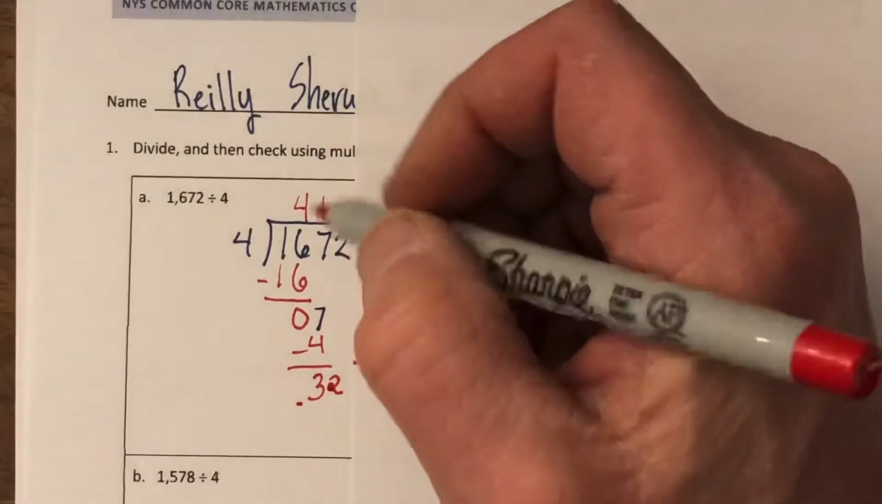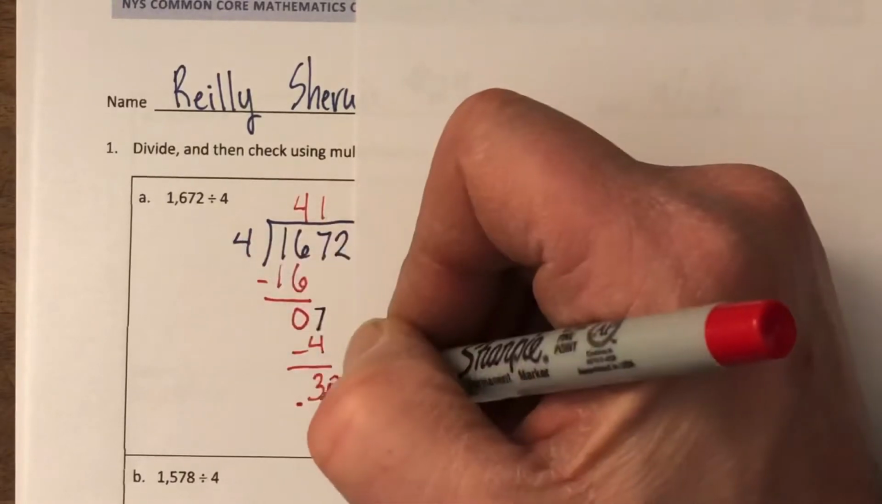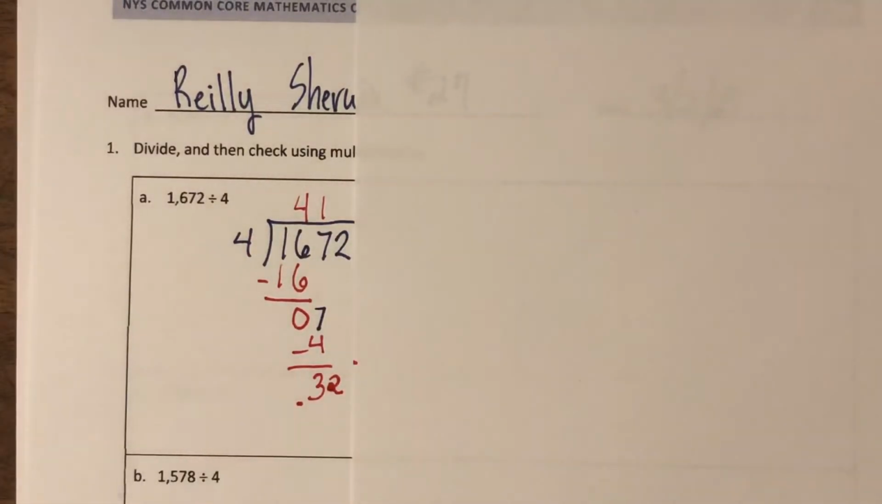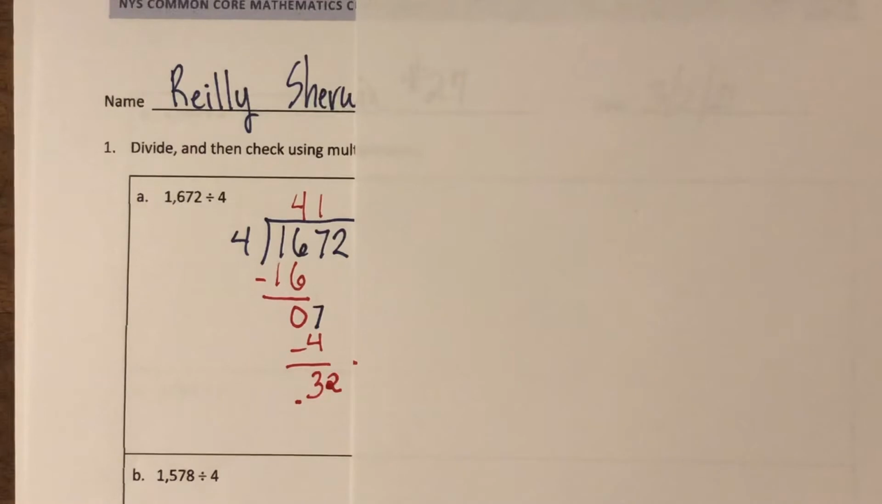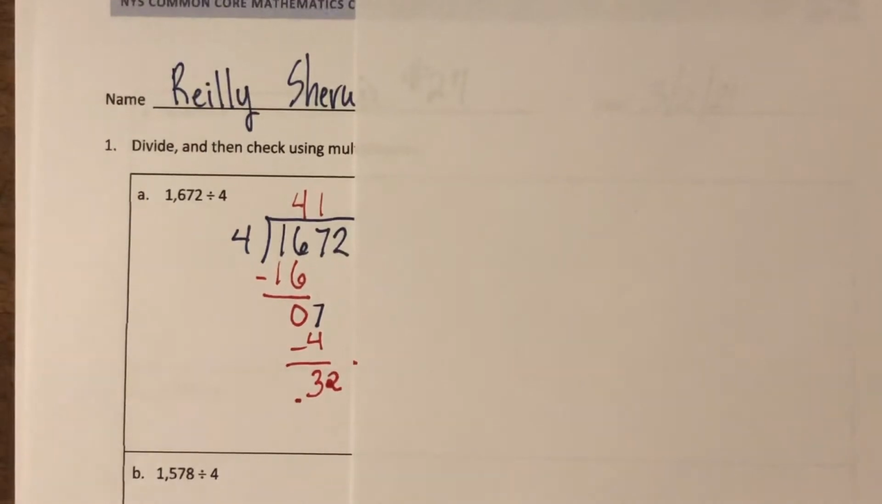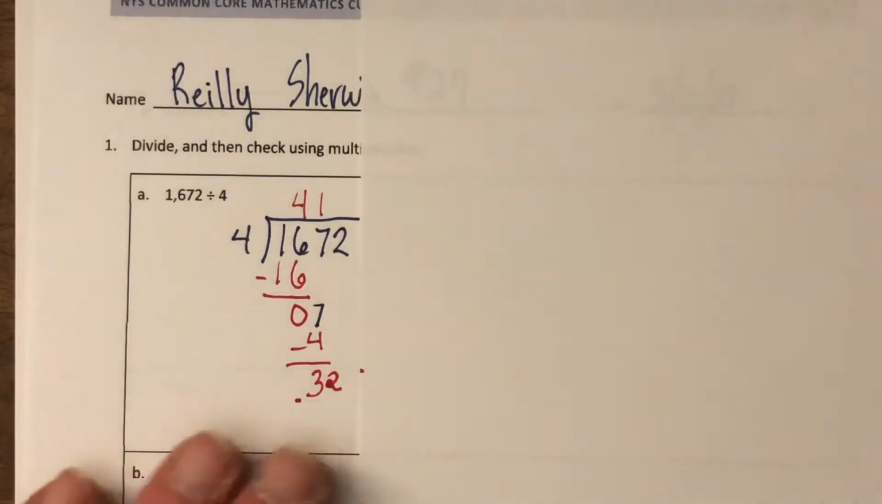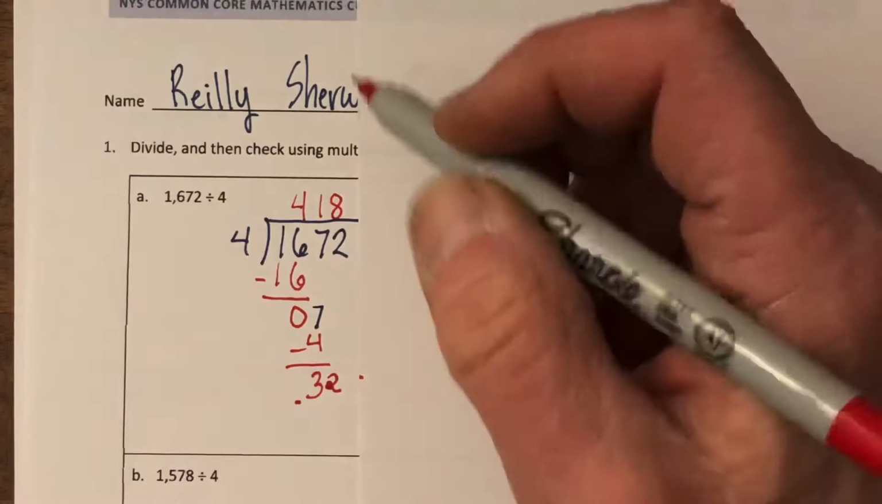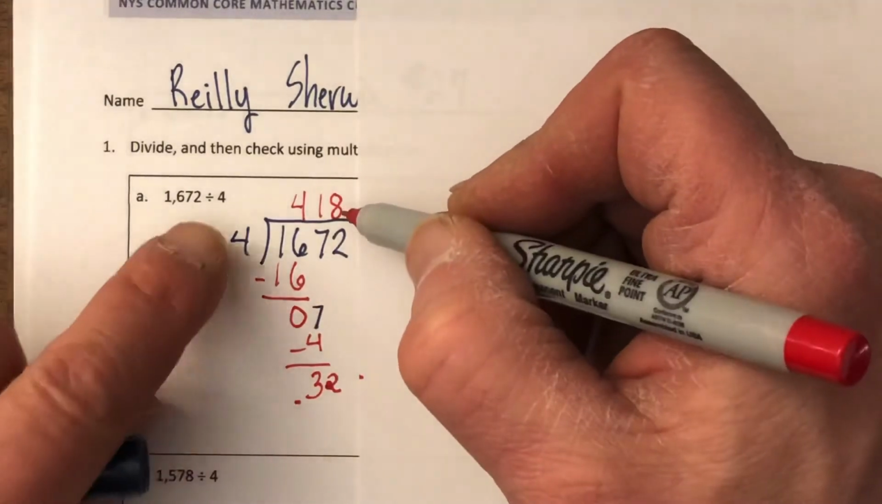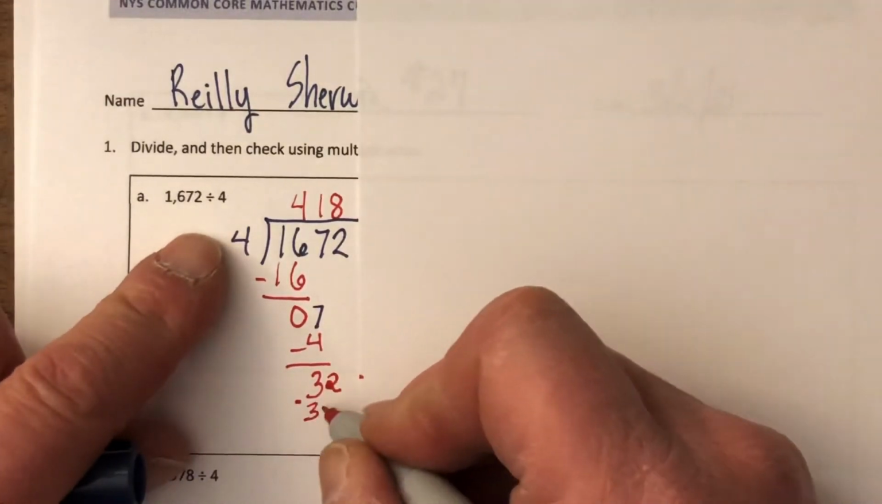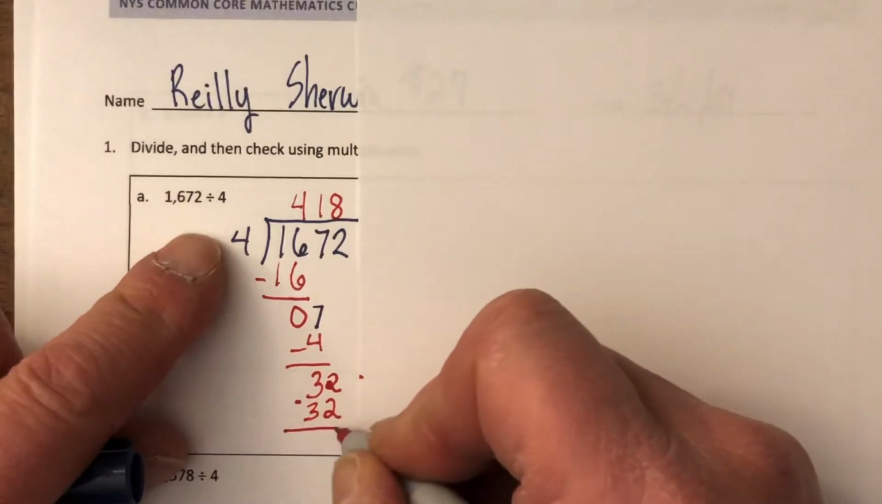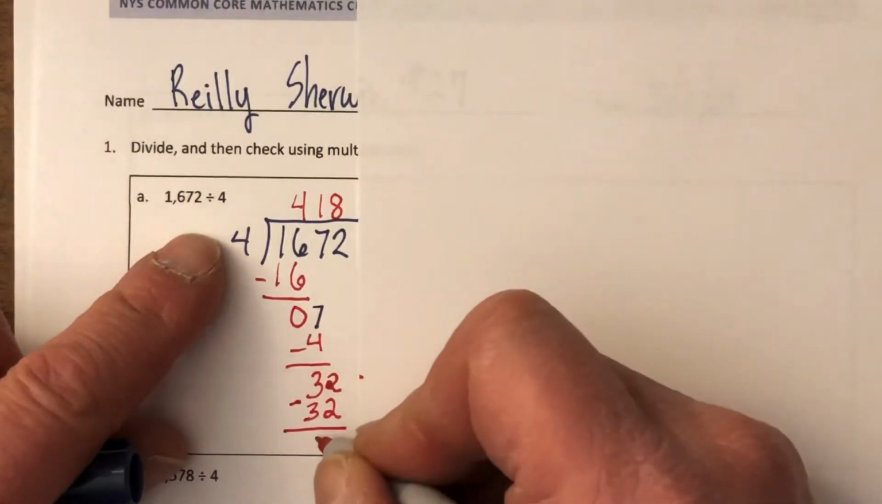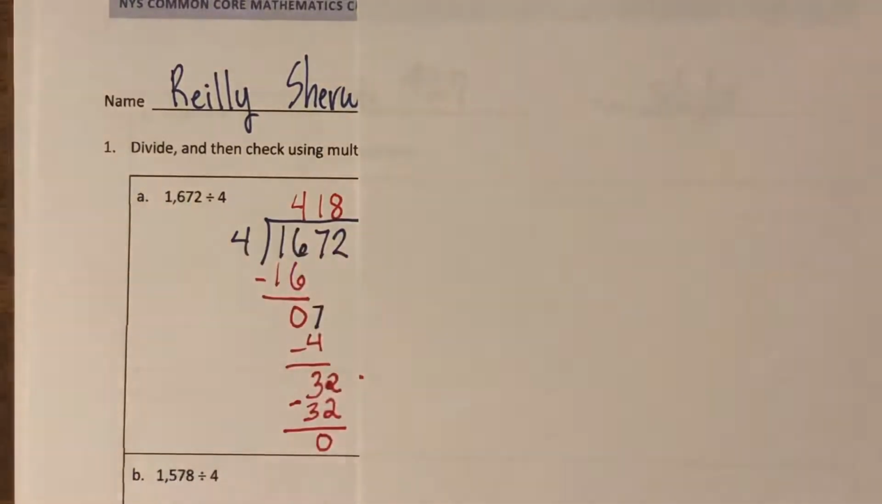Then I ask myself, how many times does 4 fit into 32? If you know your multiplication facts, you know this right away. If not, you'll have to look on your multiplication chart, count by 4s, or find some other landmark fact that you know. The answer here is 8. It fits in 8 times. There's my division. Now I check it with multiplication. 8 times 4 is 32. Or I like to say, prove it with multiplication. I subtract that, I end up with 0, and that's done.